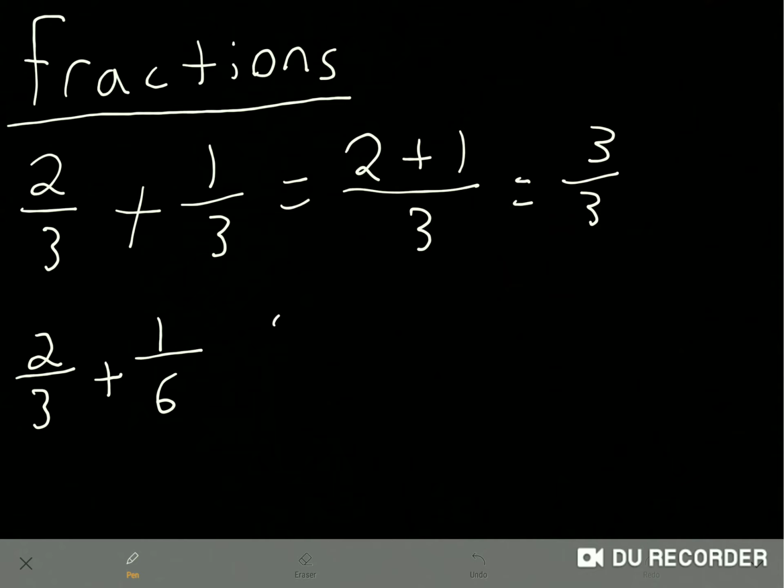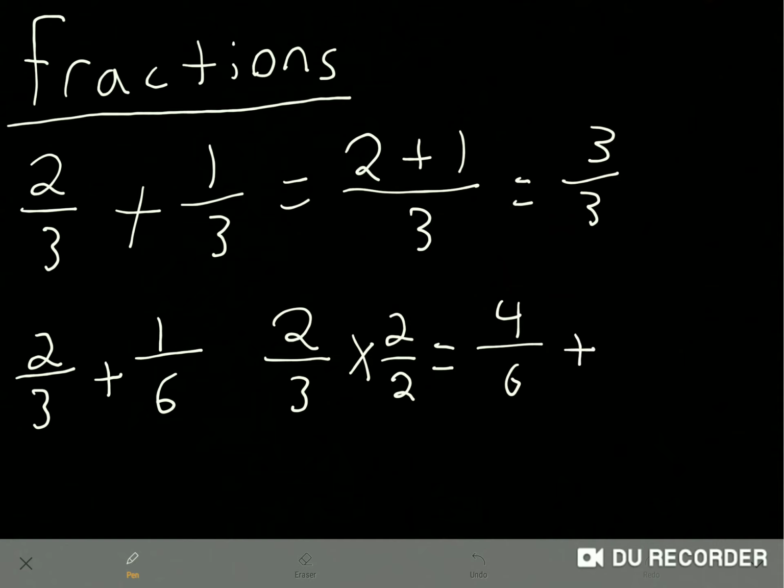So we would do that by this. And in this case, this would give us 4 over 6. And now, since we have two 6's, we can add them. Now let's finish adding the 1/6. And that's going to end us with 5/6.